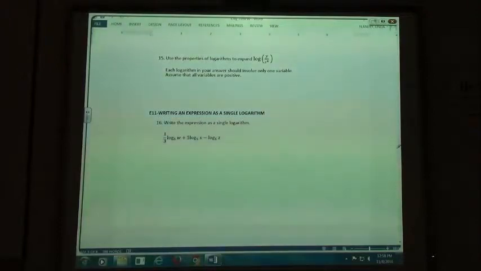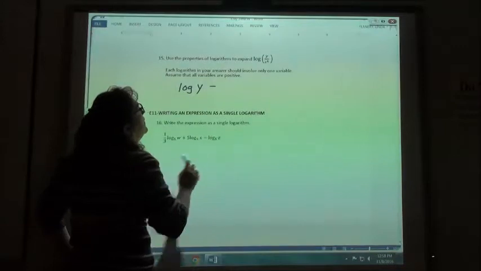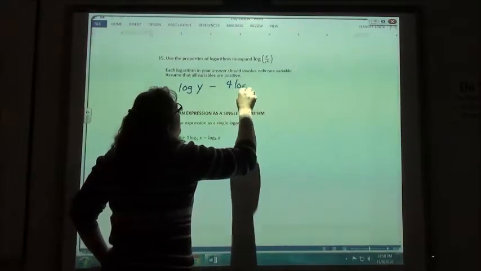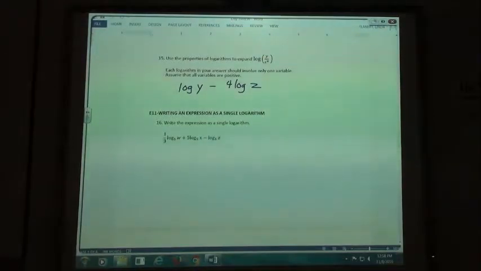Okay, that's a z, right? Look at it for a minute. Okay, so when we expanded that, what did we get? Log of y minus 4 log of z, right? Since I have a division, it's going to be a minus, subtraction, when I expand it out, right?